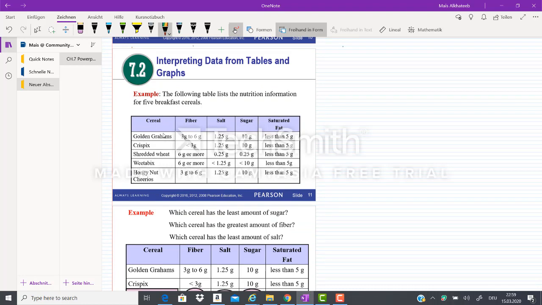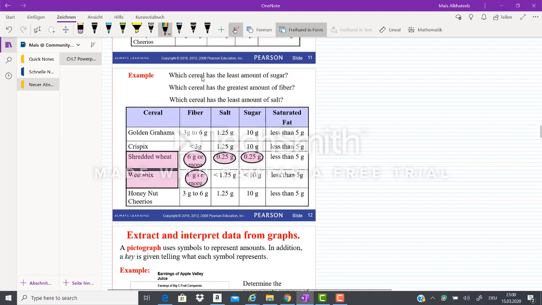Now if I have this graph, I go to some supermarket and I want to buy a healthy breakfast cereal. So if I have this table, then I ask you which cereal has the least amount of sugar. The least amount of sugar is 0.25, by shredded white. So shredded white has the least amount of sugar.